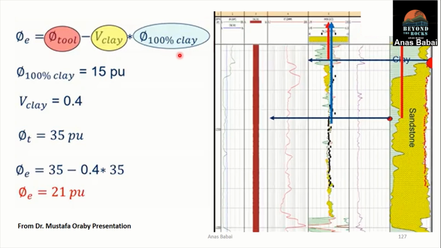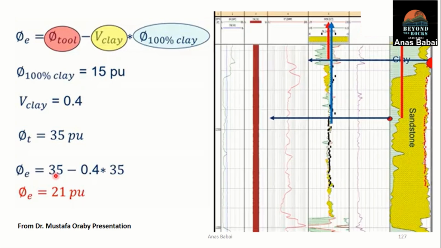Then we need to calculate the porosity at 100% clay. We will see in this log what is the zone of 100% clay. This is the zone of 100% clay, and we calculate the porosity in this interval, which is the red arrow, the midway between the two, or the sum of the two divided by 2, and we get the porosity at 100% clay, which is equal to 15%. Now, by substituting those values in the equation, we get that the effective porosity is 21%.